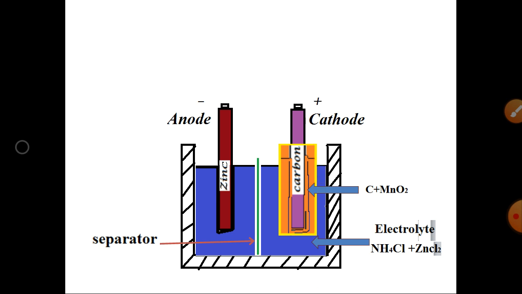Now we are going to insert the load. We are going to connect the lamp or load to the positive and negative terminals. In any type of battery, only when we connect the load will the chemical reaction happen inside the battery. Until then, no chemical reaction will happen.